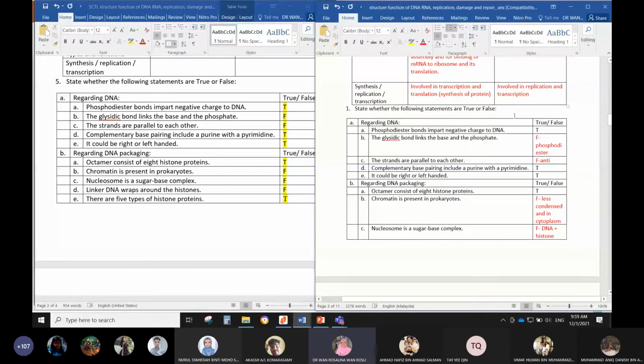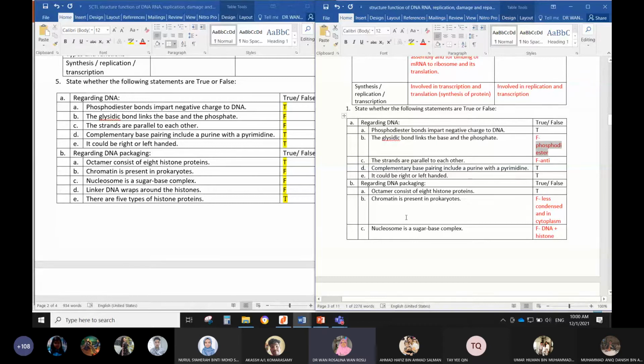Alright, so for A, it is true, because it is a phosphodiester bond, and the strands are not parallel, they are actually anti-parallel to each other. And then for B, chromatin is actually less condensed and it is present in the nucleus, not the cytoplasm. So your prokaryotes do not actually have chromatin.